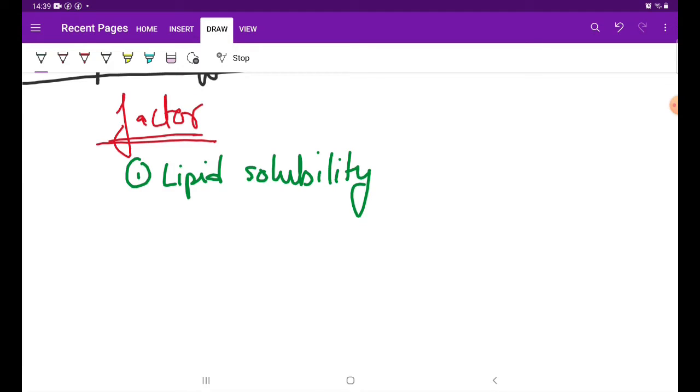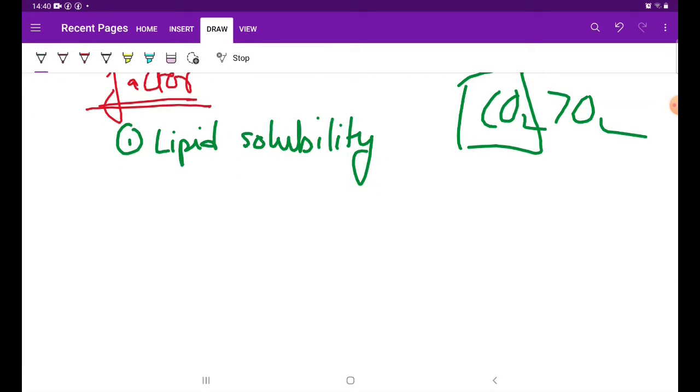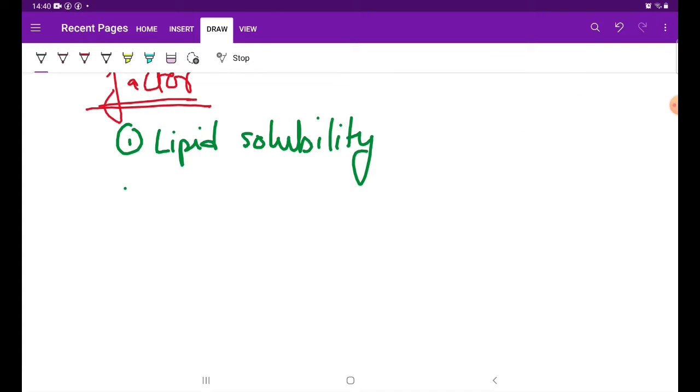So if the solubility of lipid increases, it can move or get transported. Like lipid soluble, think about carbon dioxide. It is more soluble than oxygen. Why? So carbon dioxide is more soluble than oxygen. Then let's go talk about the second factor.